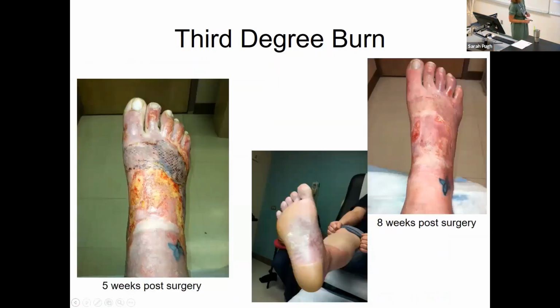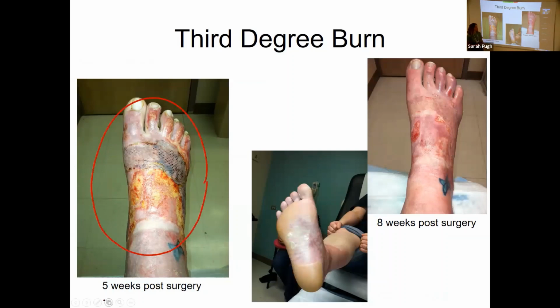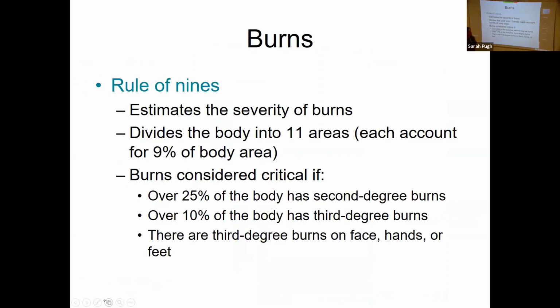And so this is 5 weeks after her skin graft and a wound vac for healing over here on the left. So you can see that it takes a long time to heal from this. And then you can see on the right, that's 8 weeks after surgery. And so that burn of hers would have been classified as a critical burn.